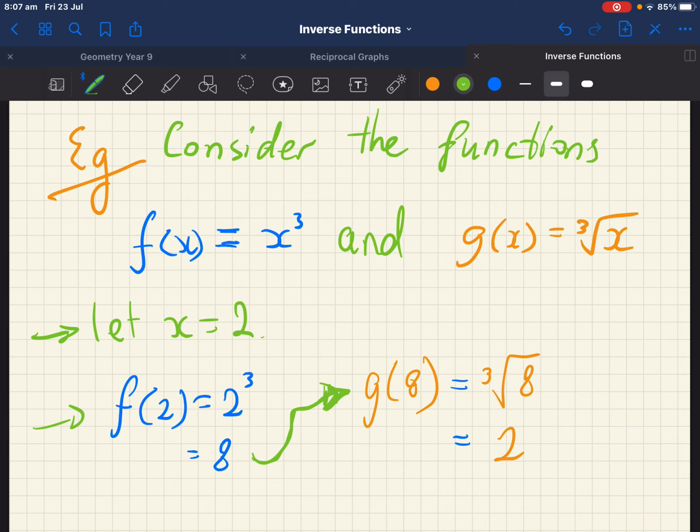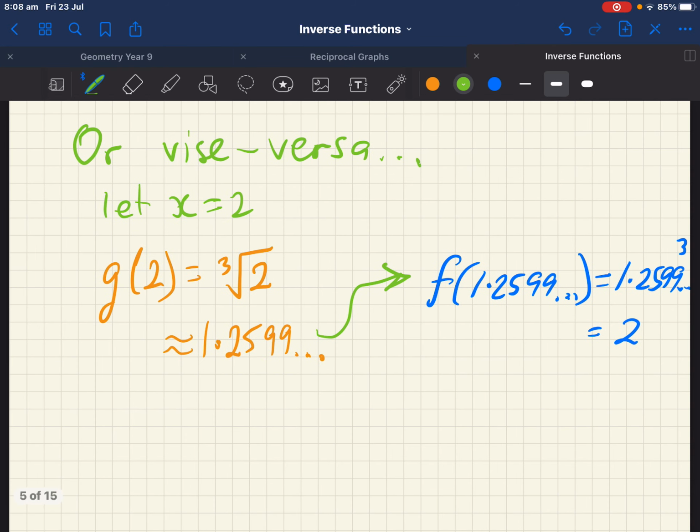So what ended up happening here was f(x) turns the 2 into an 8. Then you plug that 8 into g, which undid what f(x) did. It turns the 8 back into the original 2. So this is an example of two inverse functions undoing each other. And as I mentioned earlier, it happens vice versa. It can work the other way.